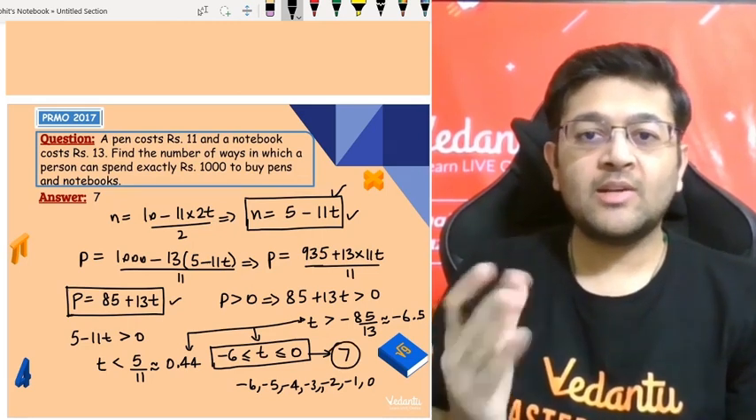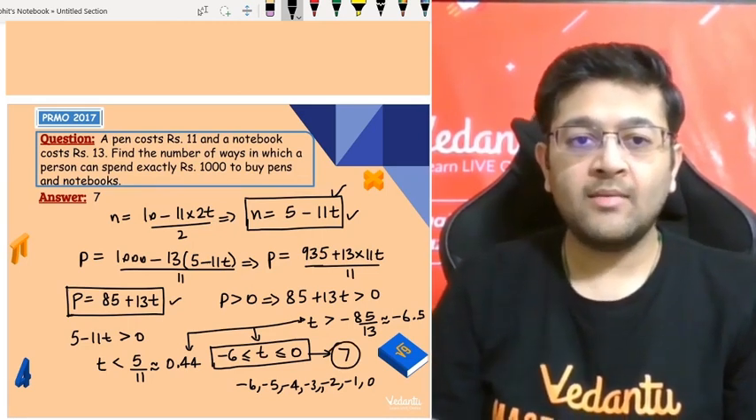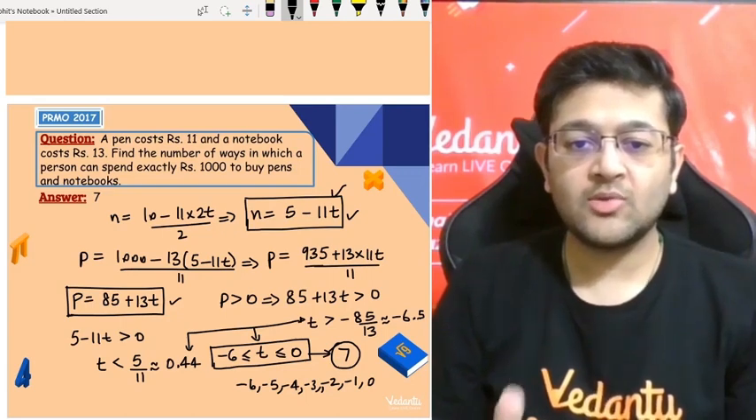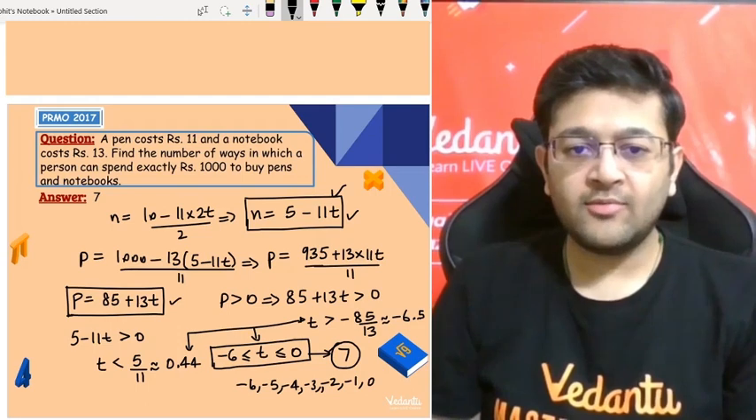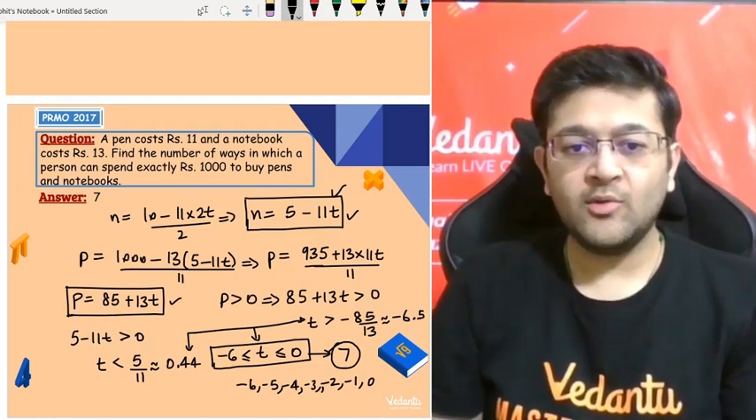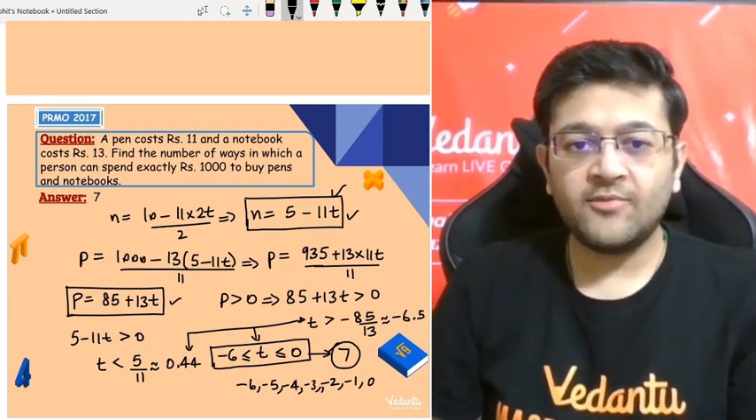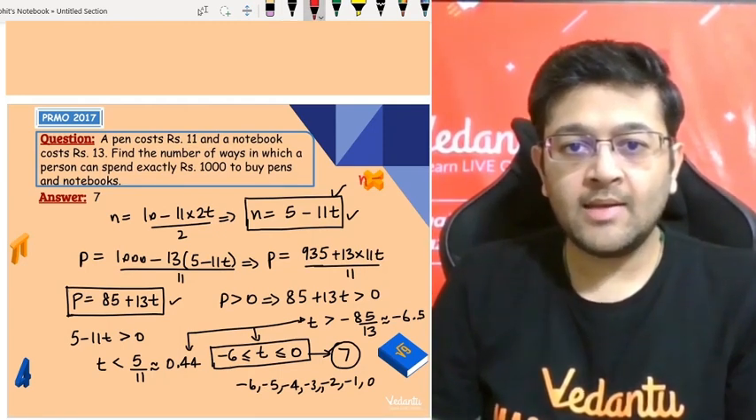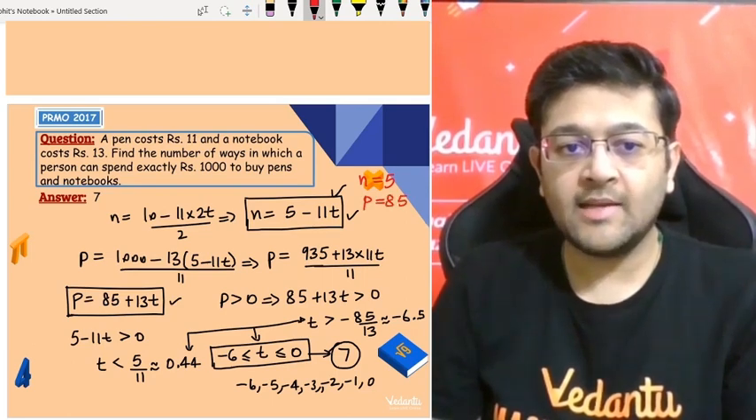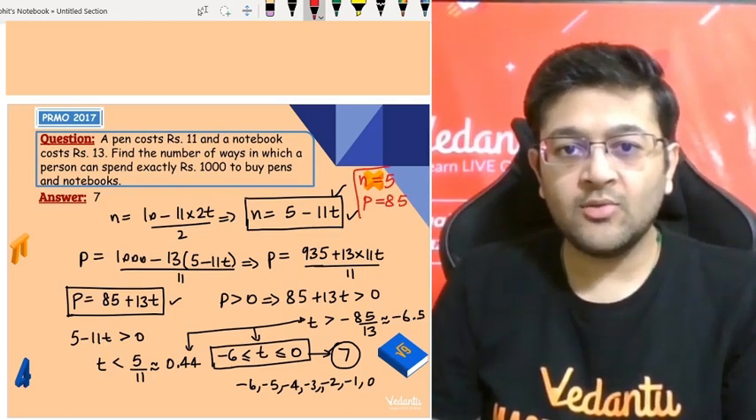Okay, so there are a total of 7 ways to buy pens and notebooks so that the total amount is 1000. You can take any value of t here. Let's assume one value, let's say t is 0. If t is 0, the one case that I'll get is that the number of notebooks will be 5 and the number of pens will be 85. So that is one of the solutions here.